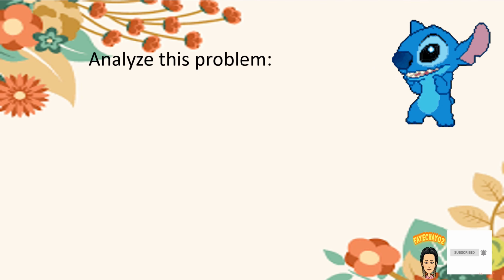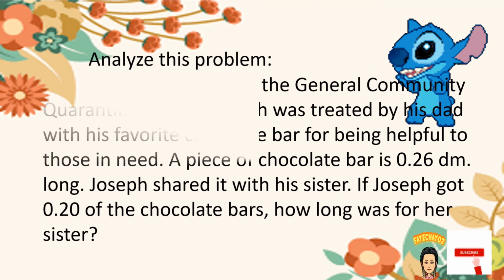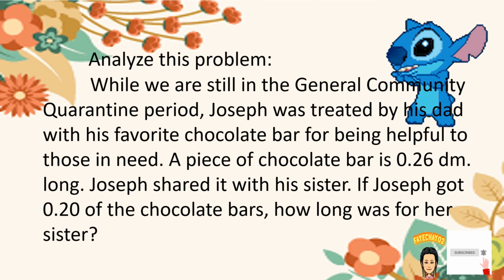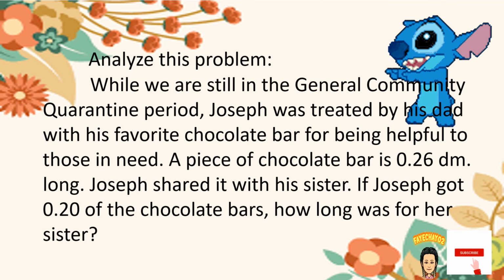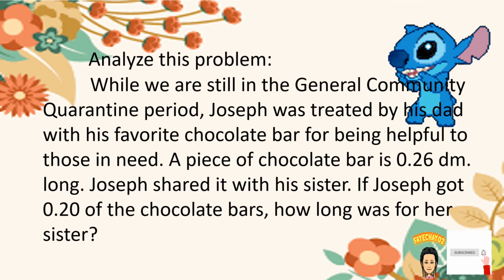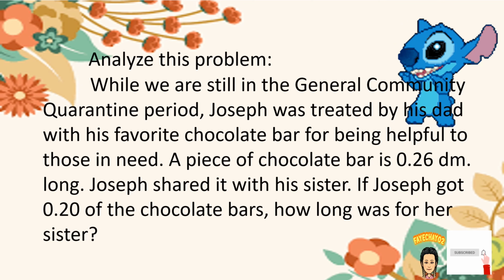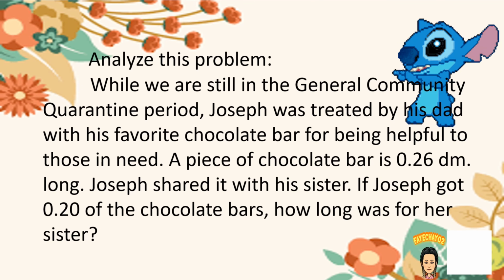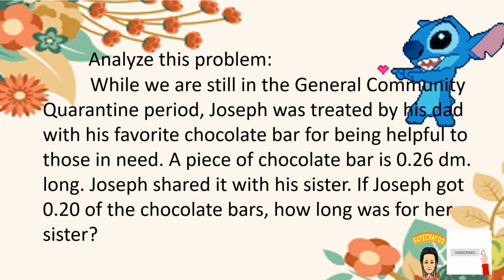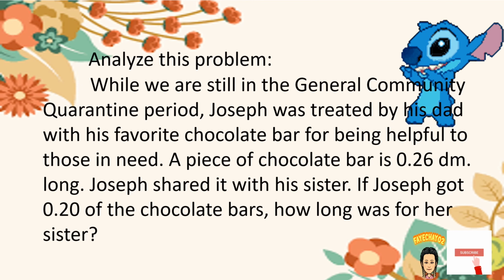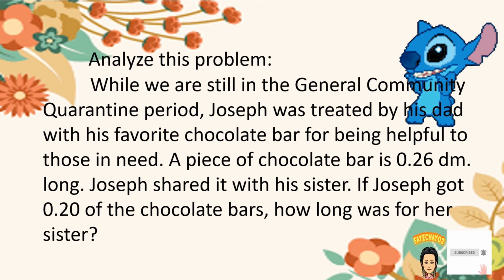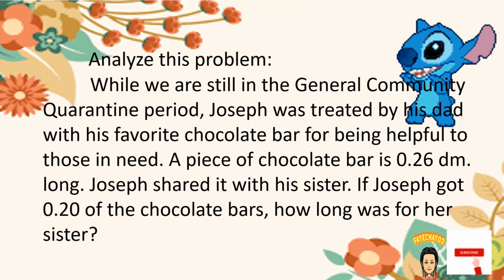Again, let us analyze this problem. While we are still in the general community quarantine period, Jose was treated by his dad with his favorite chocolate bar for being helpful to those in need. A piece of chocolate bar is 0.26 decimeter long. Jose shared it with his sister. If Jose got 0.20 of the chocolate bar, how long was for his sister? So again, we will multiply 0.26 and 0.20.